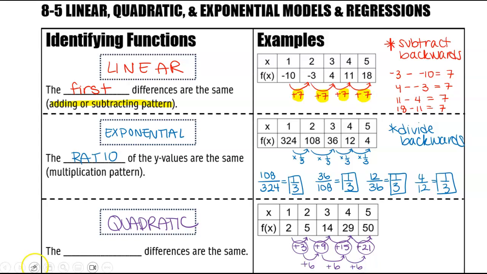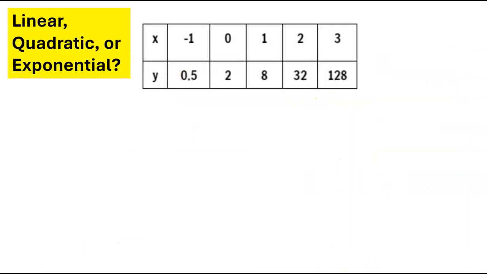I add 6. This is what makes quadratics unique, is that their second differences are the same. So there's not a straight adding and subtracting pattern like linear. There's not a straight multiplication pattern. You have to go 2 layers into the differences to see that constant amount. So here's a couple examples.